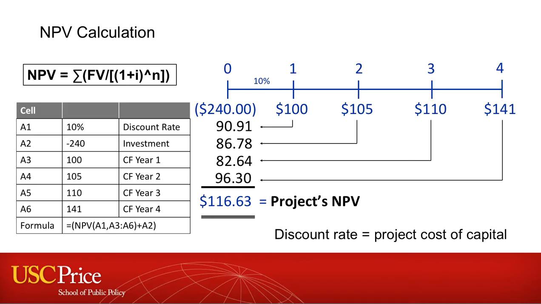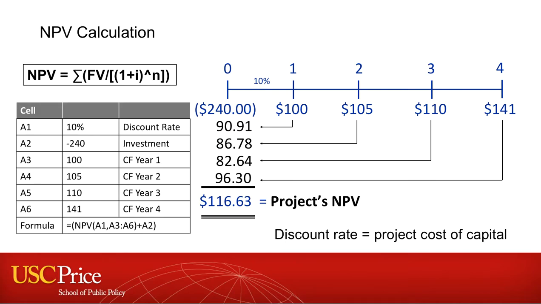On the left, I've set up the equation in Excel. In cell A1, I've put the discount rate of 10%. In A2, I've put the initial investment. This number is negative because it is money being spent. In rows A3 through A6, I have listed the cash flows received each year.